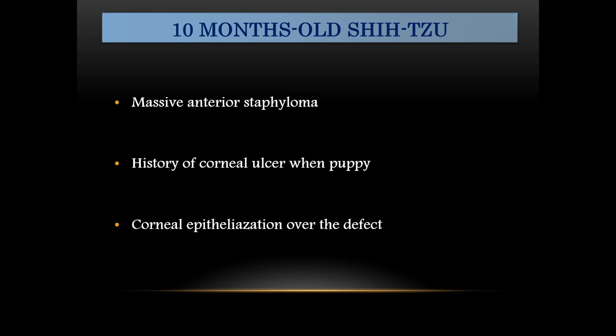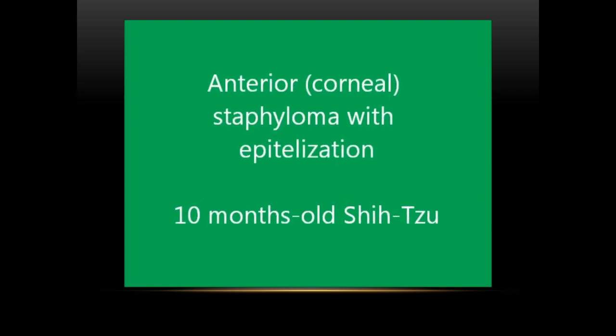This is a 10 months old Shih Tzu with a massive anterior staphyloma. He has a previous history of corneal ulcer when he was a puppy. I think it was like 2 or 3 months with a superficial ulcer that was not well managed by another veterinarian, and the epithelium just grew over the defect, and we had a very nasty staphyloma. So I'm gonna show you guys how we manage this case. Anterior corneal staphyloma with epithelialization in a 10 months old Shih Tzu.